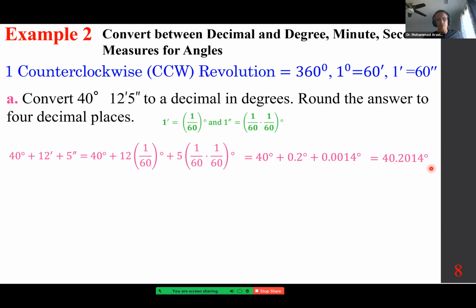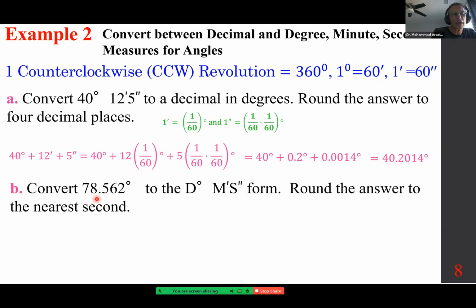Now the reverse process. What if we have, and normally we don't want it like this, we want it in this format. What if we have it in degrees, but this portion, which is not 1 degree, we want to change to minutes and seconds? So, reverse process. First of all, this is 78 plus 0.562, and 0.562 degrees, if we multiply it by 60, this portion becomes minutes.